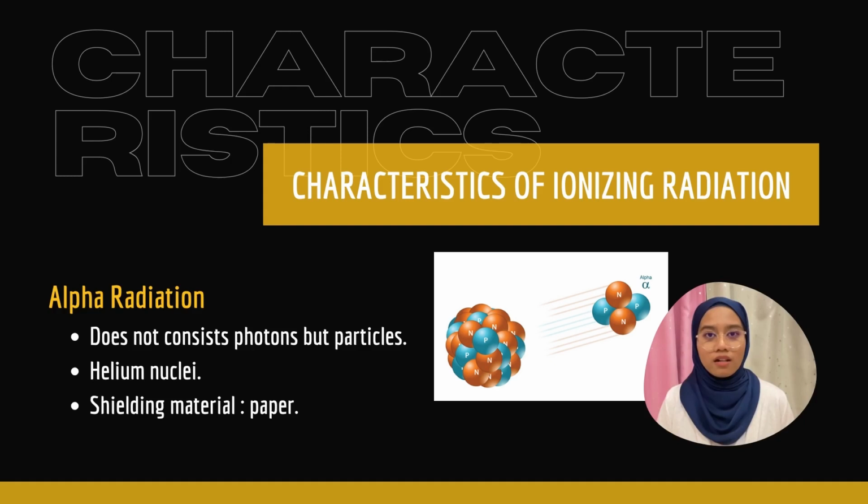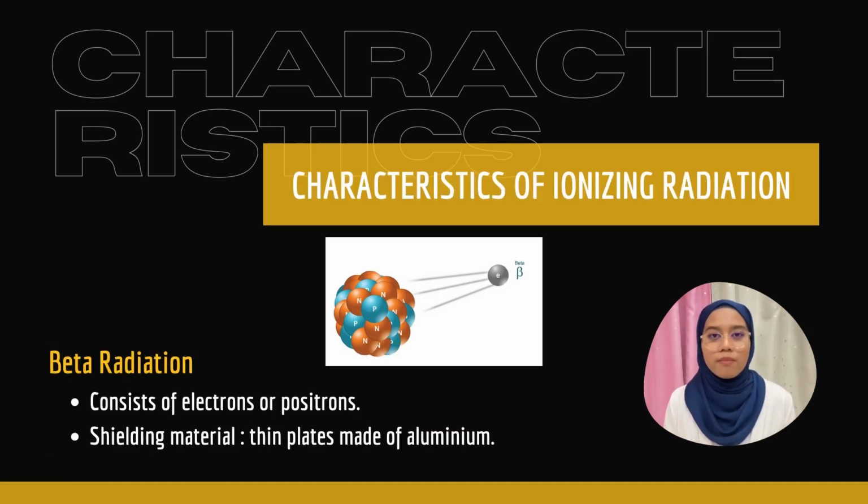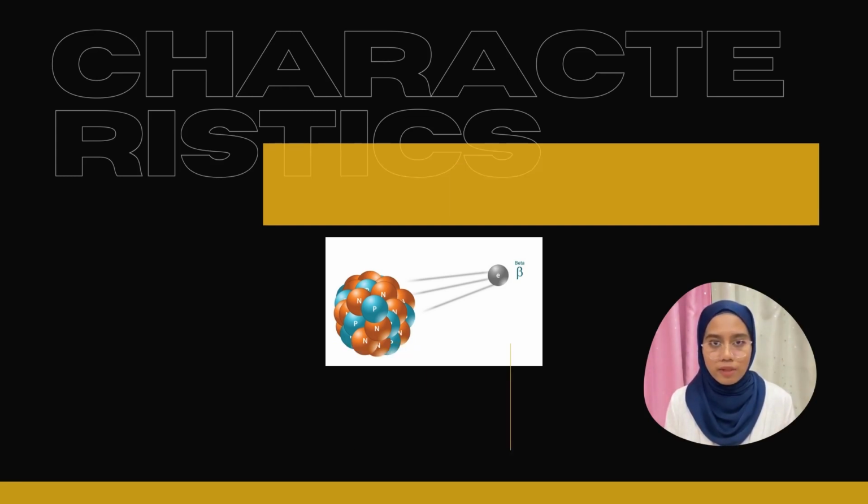For the first one, alpha radiation. This radiation does not consist of photons but rather particles. More specifically, it consists of helium nuclei. This radiation can be shielded by paper. For the second one, beta radiation. This radiation consists of a stream of electrons or positrons. It can be shielded by a thin plate made of aluminium.